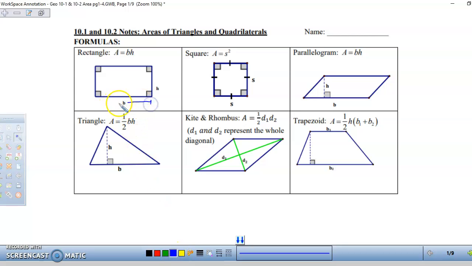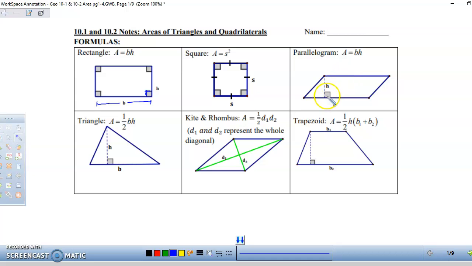Big important piece of information for this and all area really is you have to have a perpendicular height. So you see that little square in the corner, and that indicates where your perpendicular height is. It always has to be a perpendicular. Okay, for a square, makes it even easier because the side lengths are the same. So it's s times s, but you also just write that as s squared.